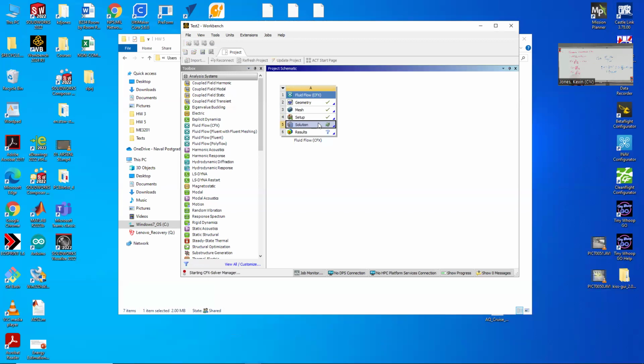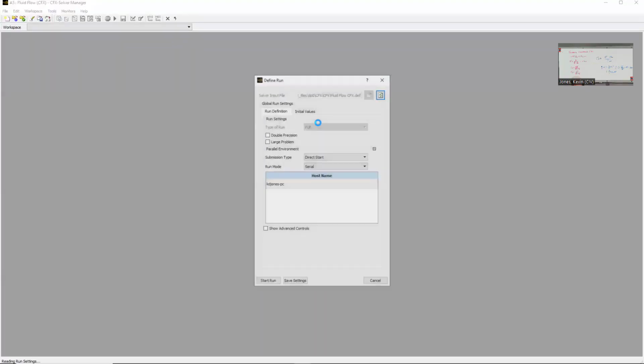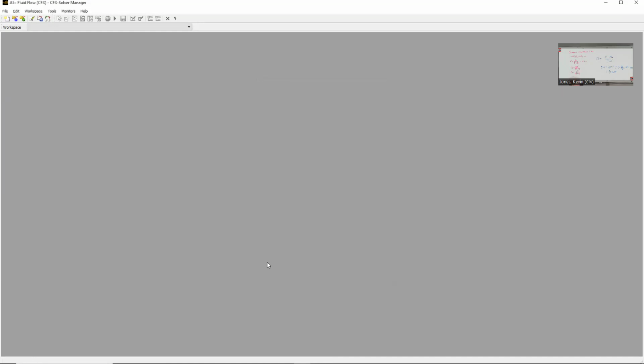Figure out here. It's going to be pretty fast. Fast after partitions.